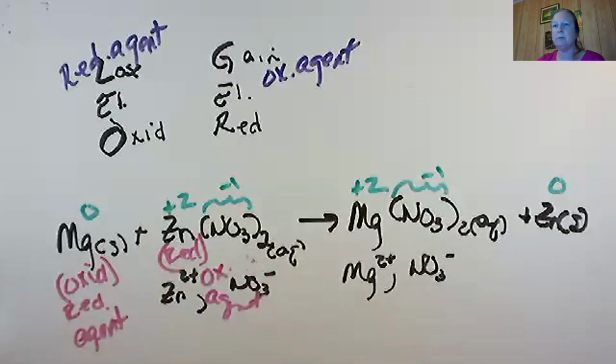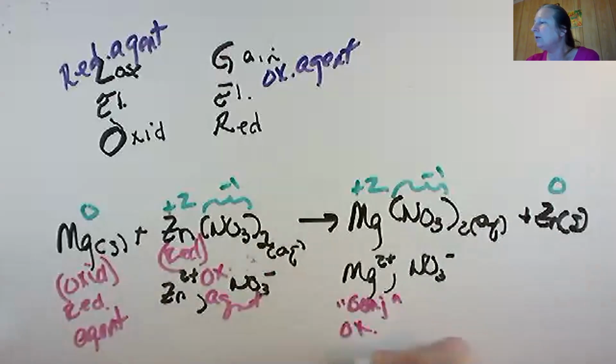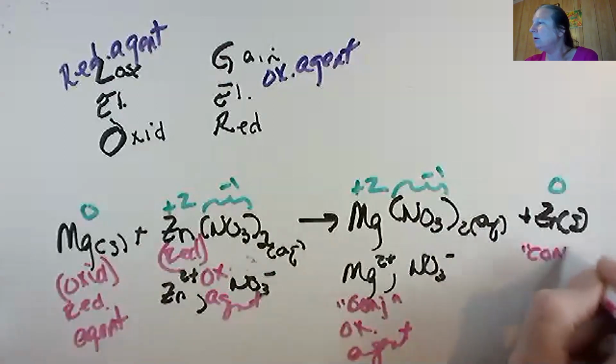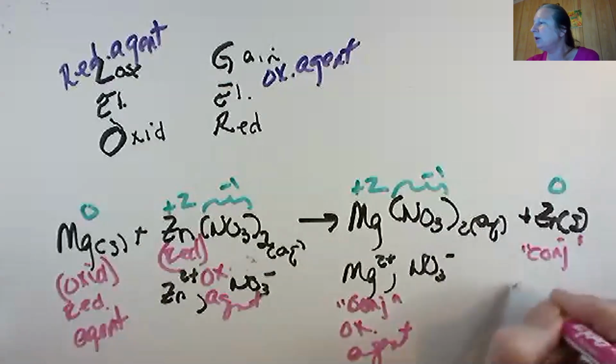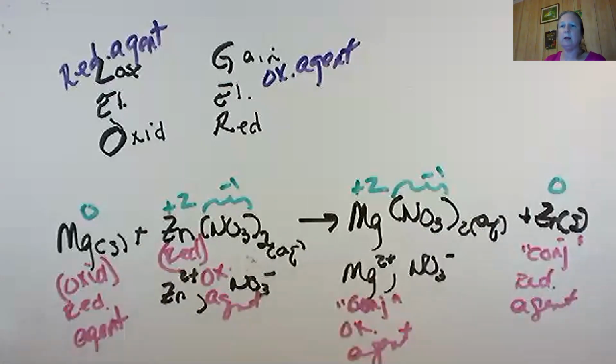Our conjugate or pair, the magnesium is a reducing agent, and so the magnesium ion is going to be the conjugate or paired oxidizing agent, and my zinc is the opposite of this, the conjugate or paired reducing agent. Nitrate doesn't do anything. It's a spectator. It's just there, unchanged at the beginning, at the end. You can ignore it. If you're asked what is a spectator ion, it's nitrate.